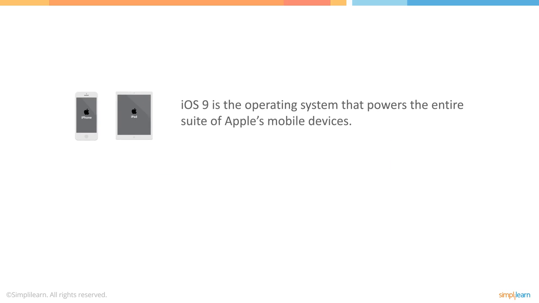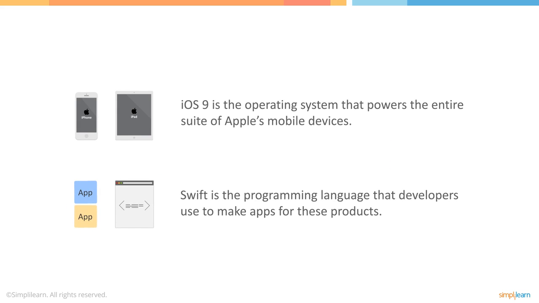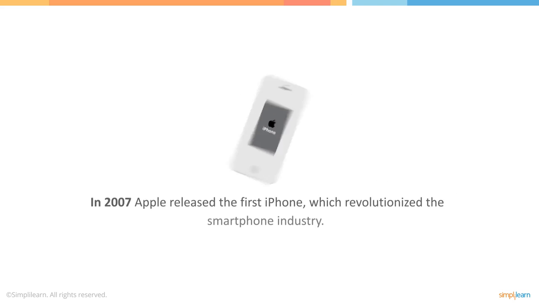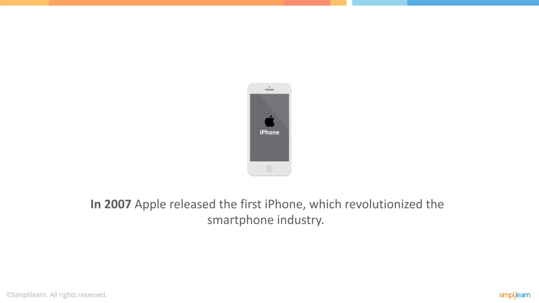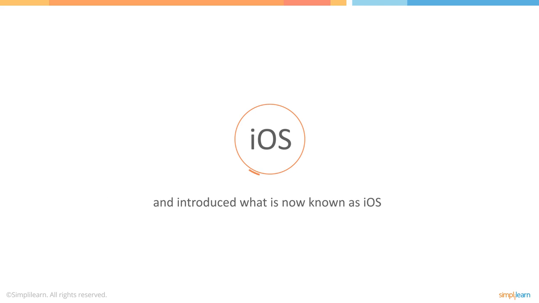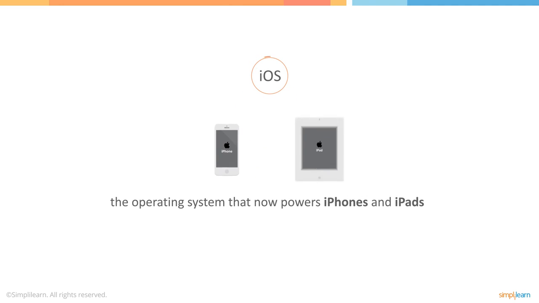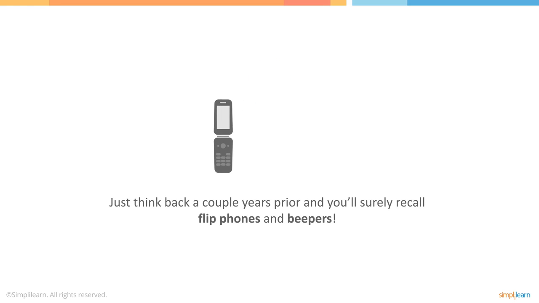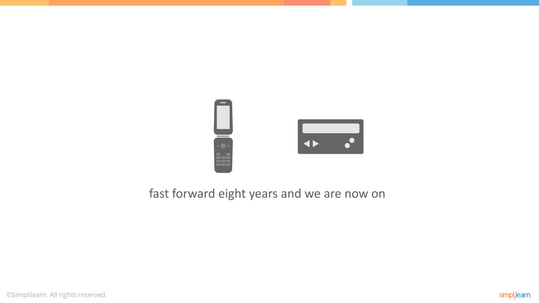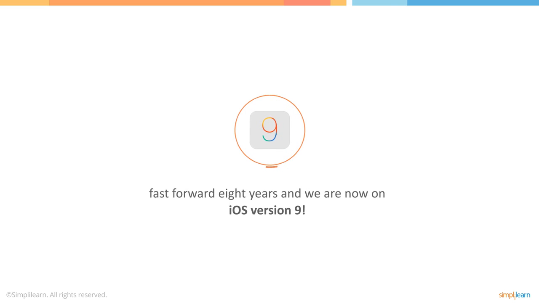The short answer is that iOS 9 is the operating system that powers the entire suite of Apple's mobile devices, and Swift is the programming language that developers use to make apps for these products. For true understanding of this, a little background is required. In 2007, Apple released the first iPhone, which revolutionized the smartphone industry and introduced what's now known as iOS, the operating system that powers iPhones and iPads. Just think back a couple years prior and you'll surely recall flip phones and beepers. Well, fast forward 8 years and we're now on iOS version 9.